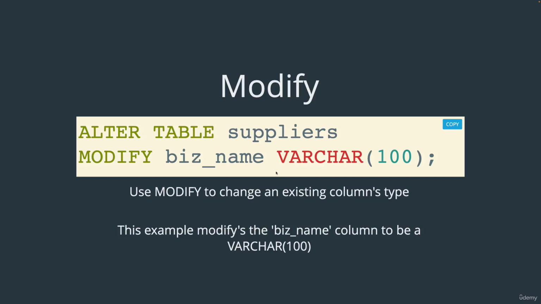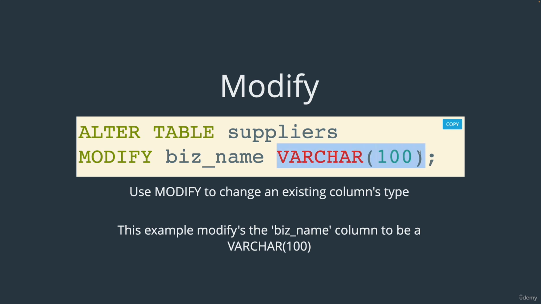The next thing we'll see is how we can modify existing columns, not their name, but modify the actual column definition. So in this example, I'm altering the table suppliers to modify the biz name column so that it is a varchar 100. Whatever it was before, it is now a varchar 100.